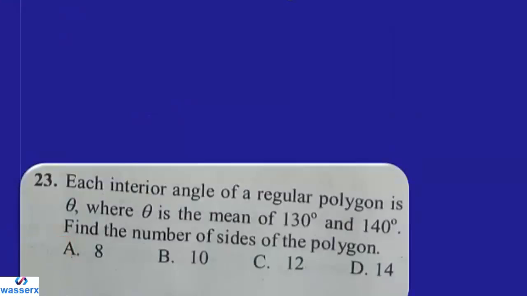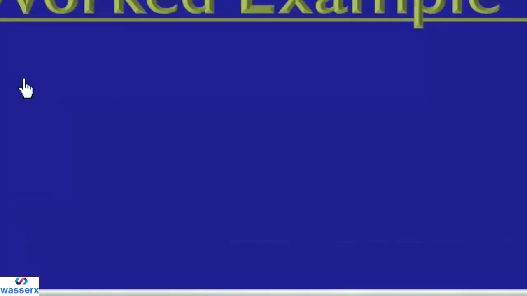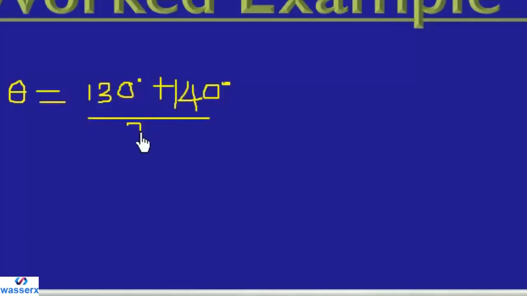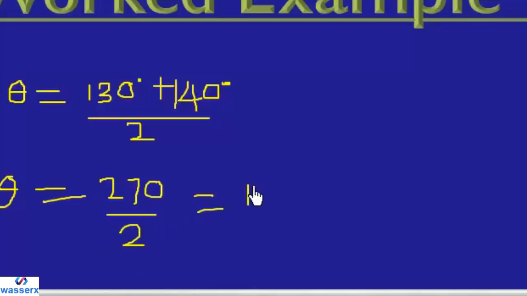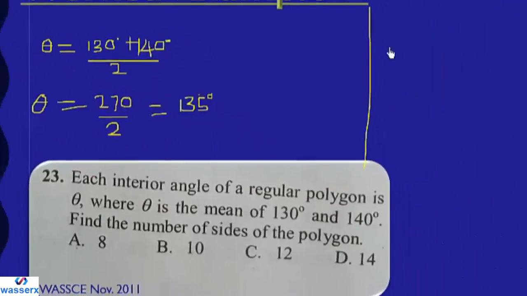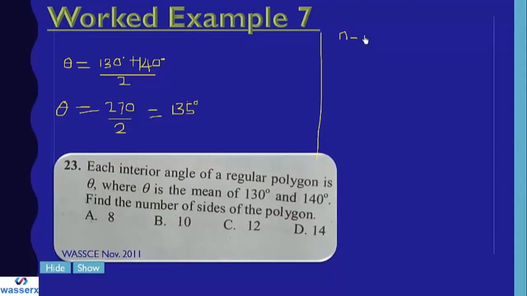Now we have this: each interior angle of a regular polygon is theta, and theta is the mean of 130 and 140 degrees, and that will give us 270 over 2, and this will give us 135. So we know each interior angle is given by n minus 2 times 180 over n. So n minus 2 times 180 over n is equal to 135 degrees.